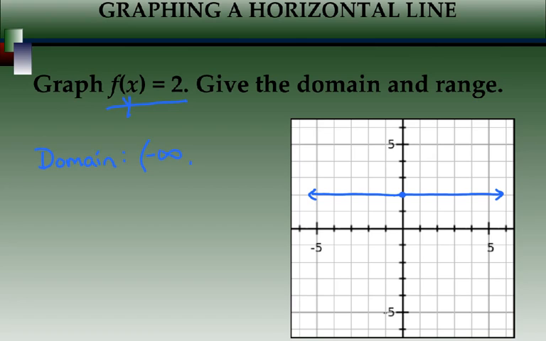So negative infinity to infinity. And then the range of the horizontal line will always be 1 point. So we're going to write it in a set, and that point is going to be the value that you just plotted on that y-axis. So 2 in this case. Alright, and that's the domain and range of a horizontal line and how to graph one.